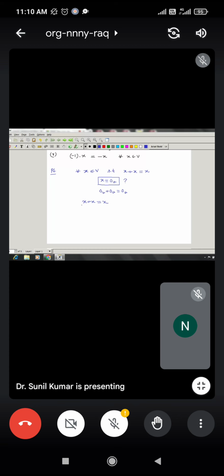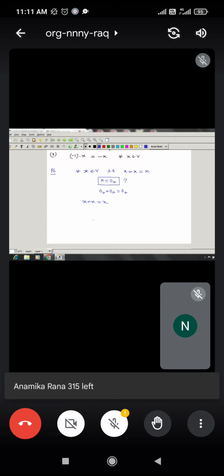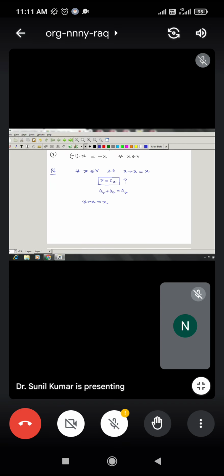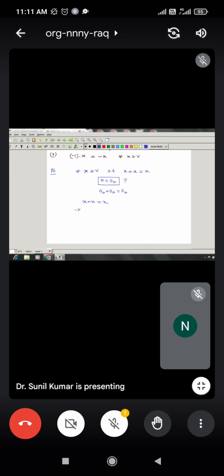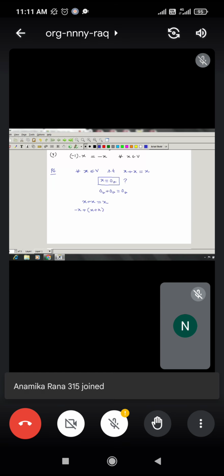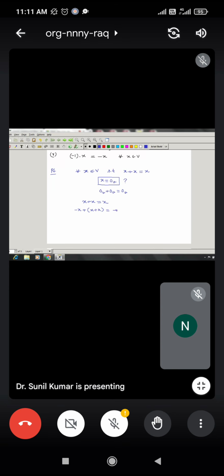Is it clear? Nothing comes directly. You think about this: how we write all these concepts. Because x belongs to V, there exists minus x belonging to V, where minus x is the additive inverse of x. So that's why we write minus x plus x is equal to minus x plus x. Is it clear? Yes sir.